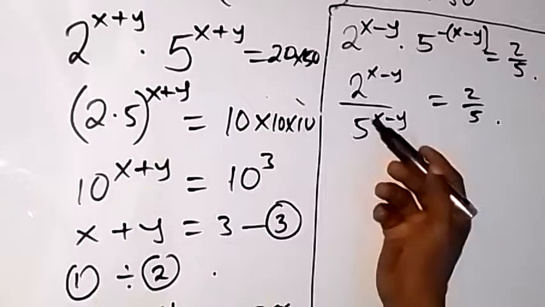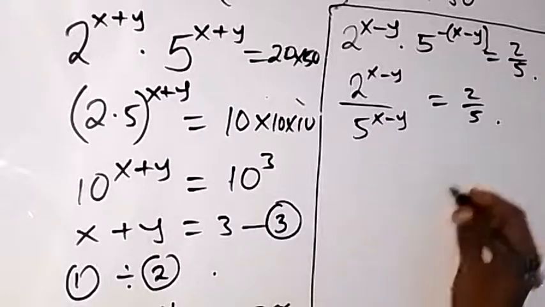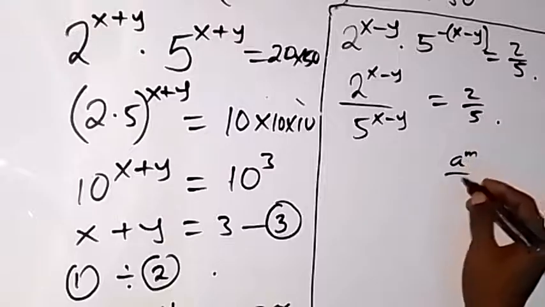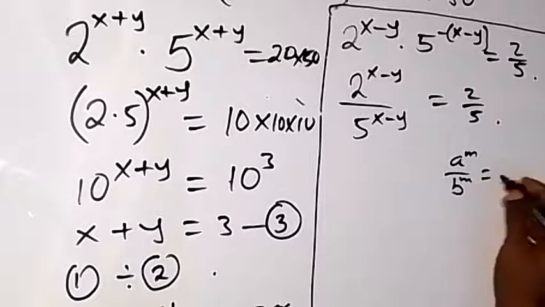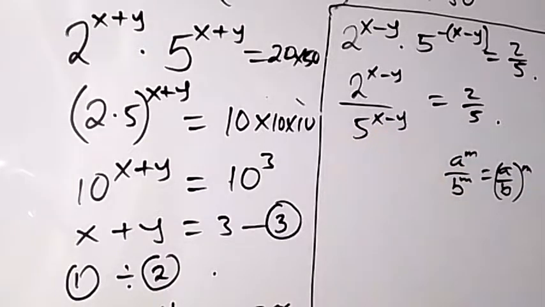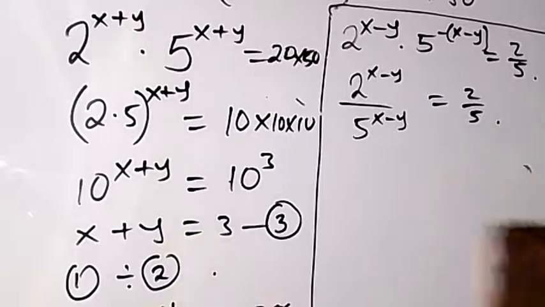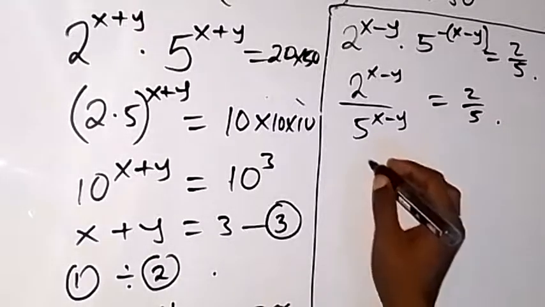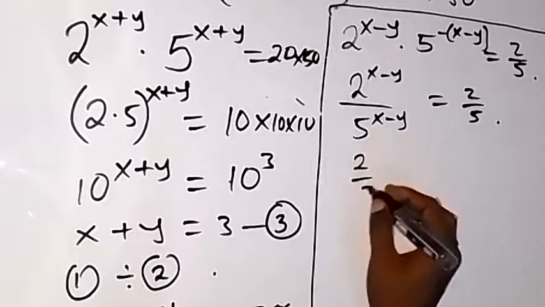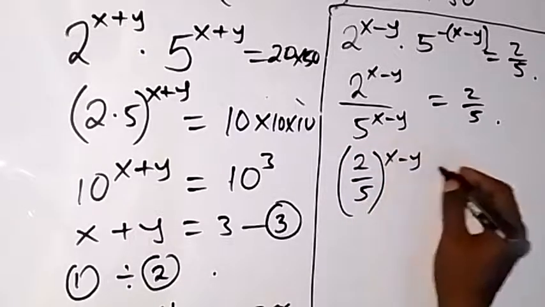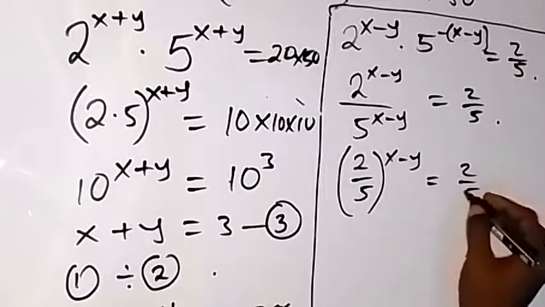And also we apply the law of indices. When we have a raised to power m divided by b raised to power m, this can be written as a over b raised to power m. So different base, same power. We bring it inside the bracket and take the power out. So we have here 2 over 5 raised to power x minus y equals to 2 over 5.